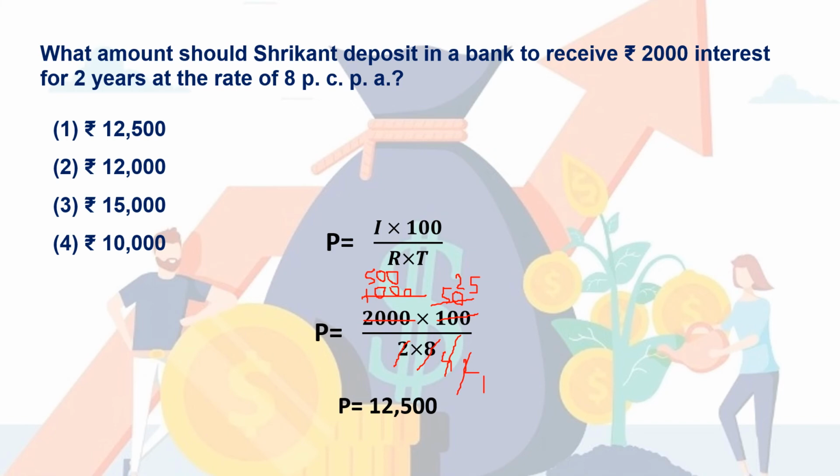So the principal that you are going to get is 12,500. Which option is 12,500? Option number 1. So option 1 is the correct alternative, that is 12,500 rupees. So what amount should Shrikant deposit? He should deposit 12,500 rupees. That is the principal.